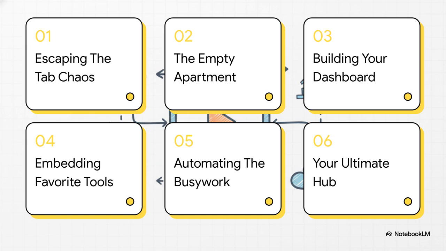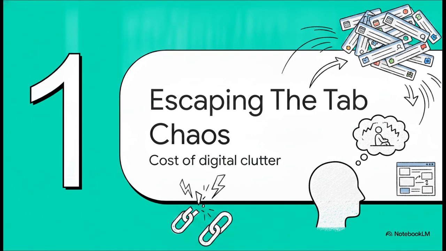So here is our blueprint for today. 1. Escaping the tab chaos. 2. The empty apartment metaphor. 3. Building your central dashboard. 4. Embedding your favorite tools. 5. Automating the busy work. And finally, 6. Your ultimate productivity hub. We are going to methodically furnish this digital workspace step by step. All right, Section 1, Escaping the tab chaos, the cost of digital clutter.